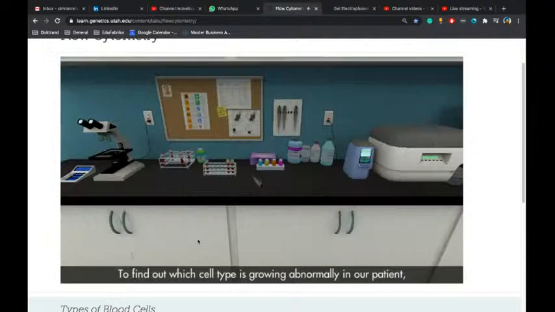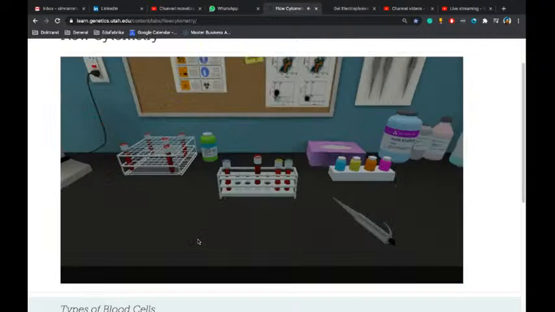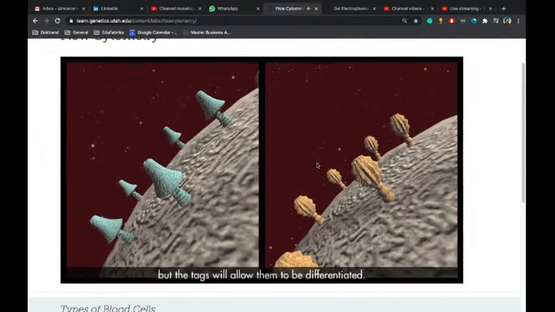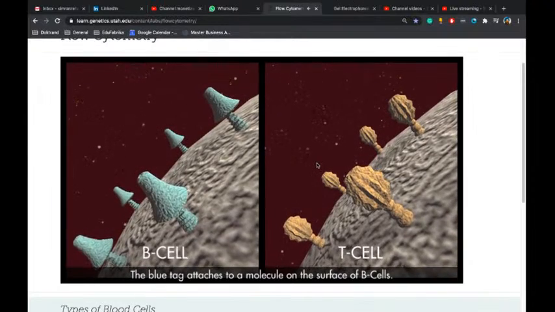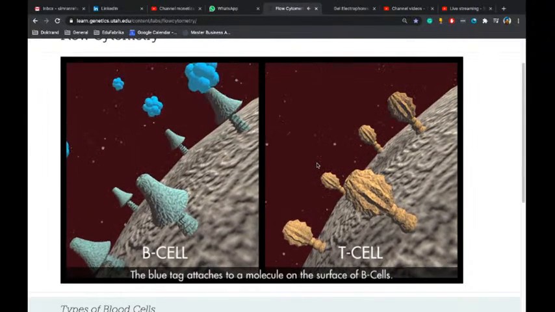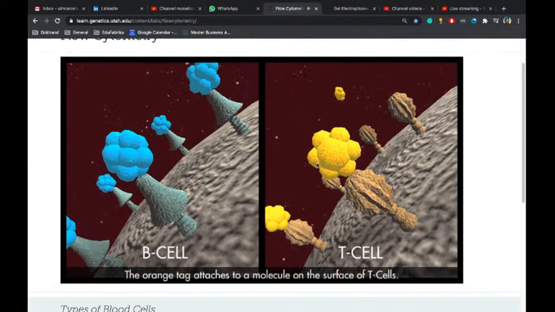To find out which cell type is growing abnormally in our patient, we will need to analyze a sample of their bone marrow. Add some tags to the cells, but the tags will allow them to be differentiated. The blue tag attaches to a molecule on the surface of B cells. The orange tag attaches to a molecule on the surface of T cells.